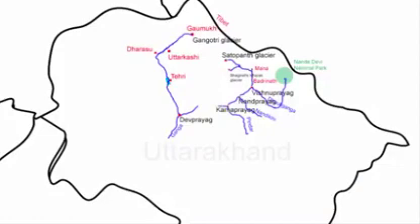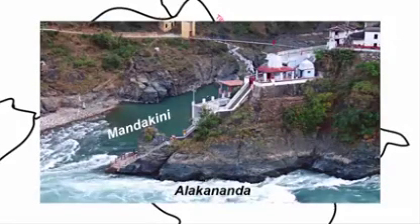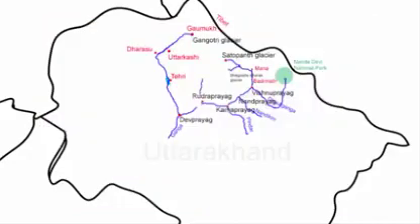From Karnaprayag, the Alaknanda river takes the western direction. In about 30 km, it reaches the town of Rudraprayag. And in this place, the Mandakini river joins the Alaknanda. The Mandakini river originates from Kedarnath, and it meets the Alaknanda river near Rudraprayag. This is the fourth place of the Panchprayag.